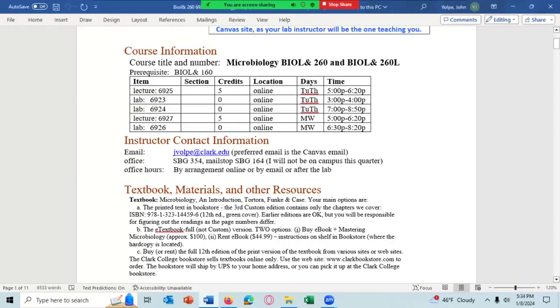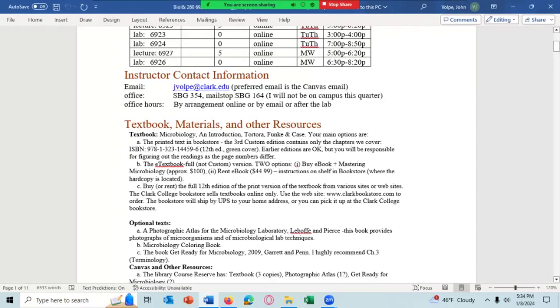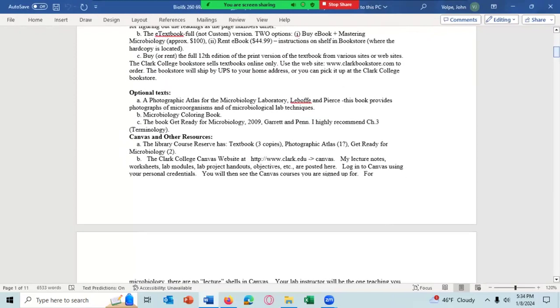All right, the textbooks, materials, and other resources, I'll let you read that. I will say we have some optional texts, and the optional texts are actually quite good. The photographic atlas for the microbiology lab shows you pictures of all of the microbiology tests that we will be using this term. And you can get them online. Oftentimes I do have pictures of them on my lab website, but not all of them.